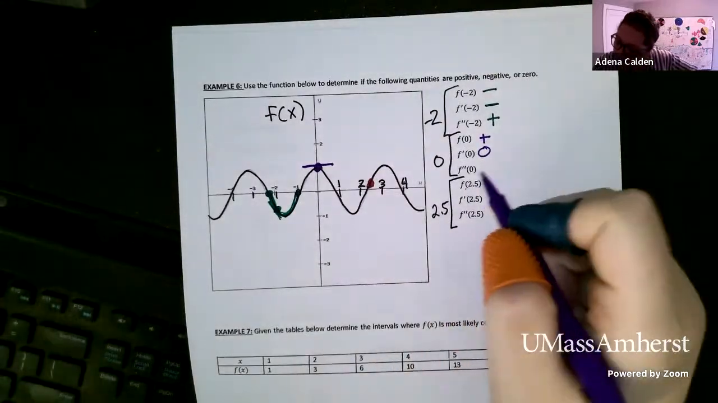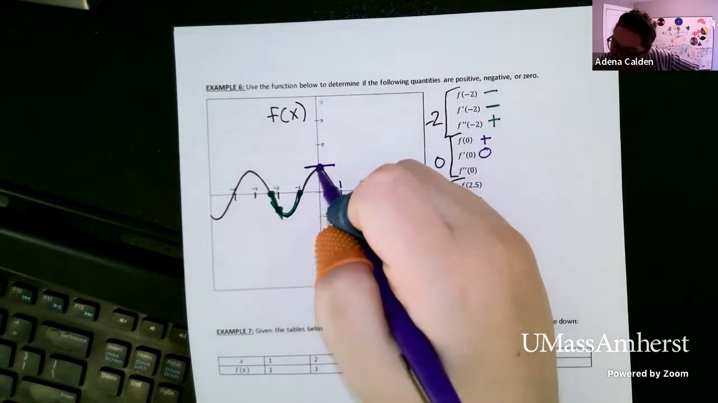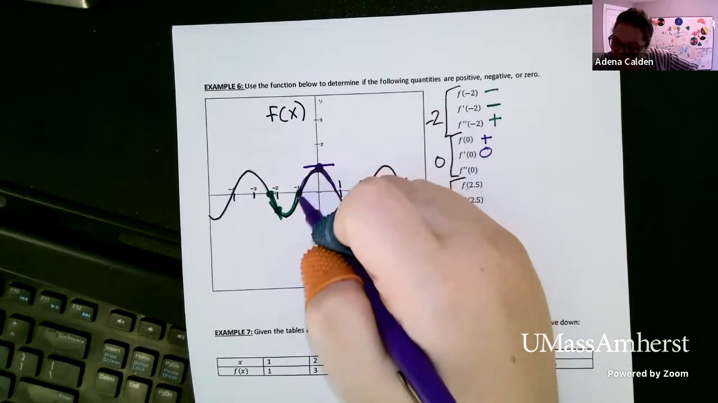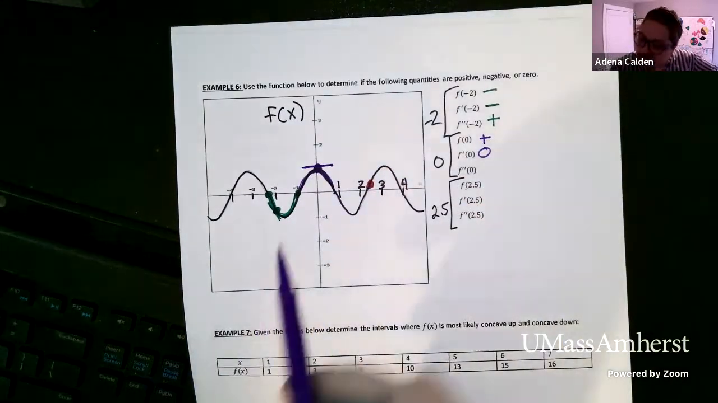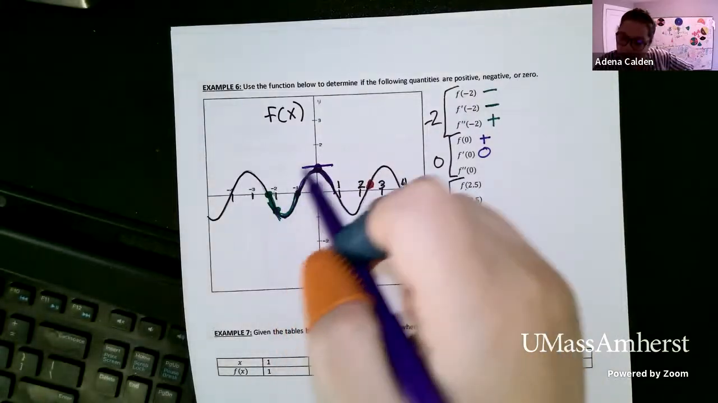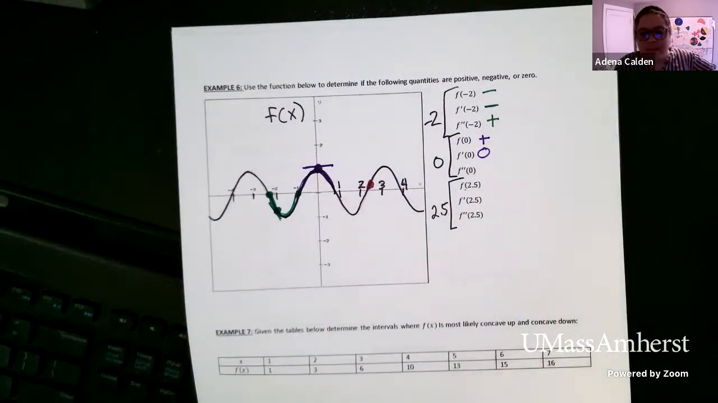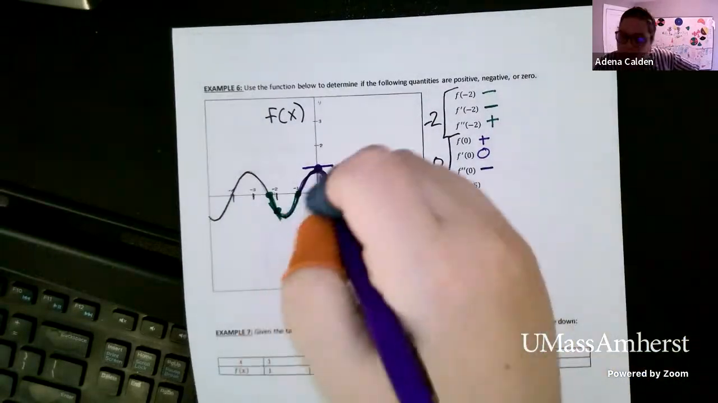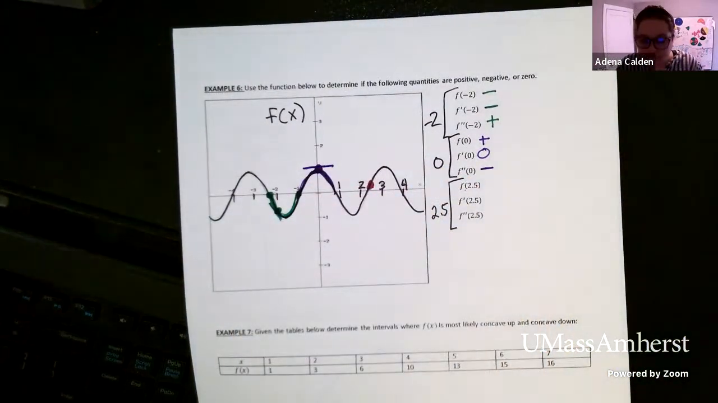And then for the second derivative, I notice that this area is concave down, right? It's downward sloping all right here. Since 0 is part of that whole downward shape, that means that the second derivative is going to be negative because that is concave down.